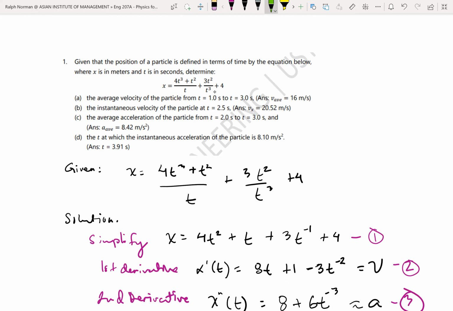And if you're asked for the instantaneous speed, it's just the magnitude of the instantaneous velocity without the direction.